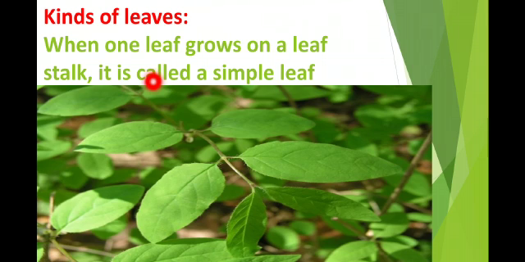Now here we will study about kinds of leaves. There are two main kinds of leaves, simple and compound. When one leaf grows on a leaf stalk, it is called a simple leaf. You can see here one leaf is on the leaf stalk and this is another leaf. So that's why we call these simple leaves.